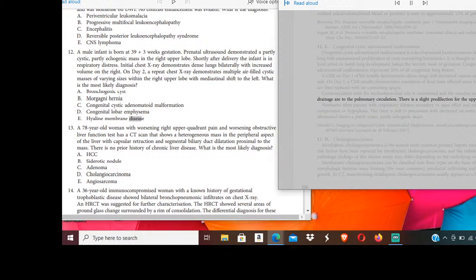There is a slight predilection for the upper lobes. Newborns often present with respiratory distress secondary to mass effect and pulmonary compression or hypoplasia. The chest is dull to percussion with decreased air entry. Prenatal ultrasound shows a partly cystic, partly echogenic mass. Mondale G. Imaging in congenital cystic adenomatoid malformation. emedicine.medscape.com/article.